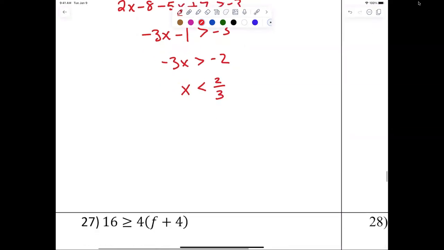So if you're less than 2/3, you're going from negative infinity to 2/3. Parentheses around everything. That is correct.